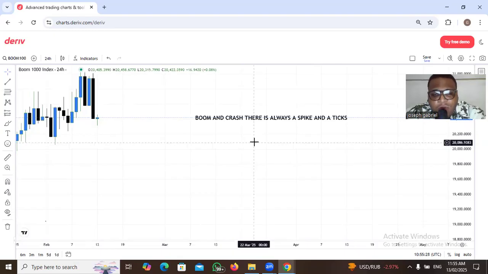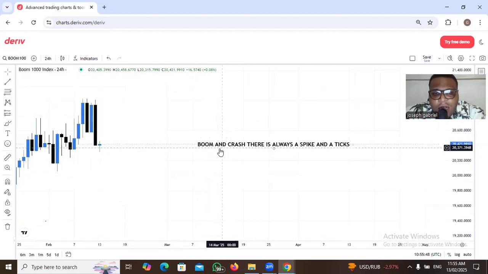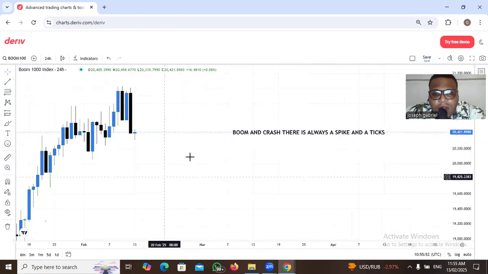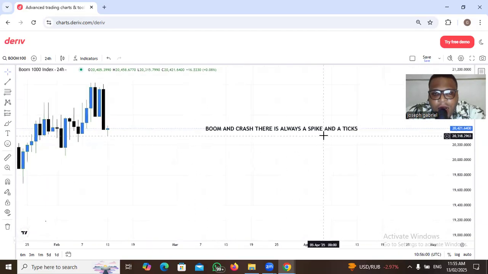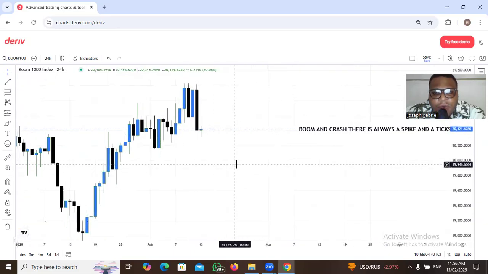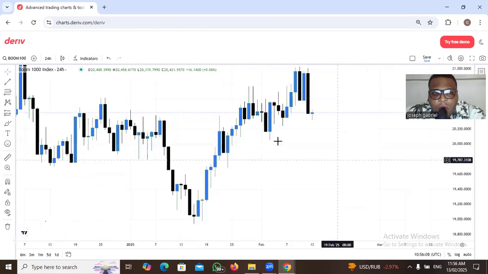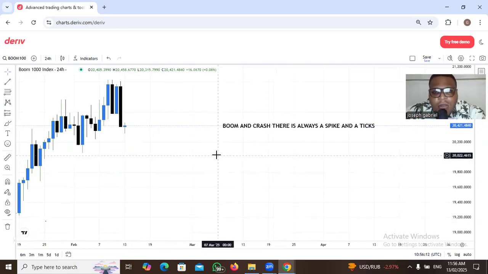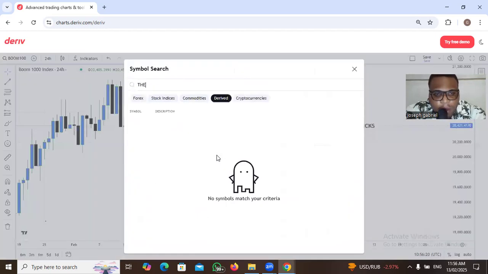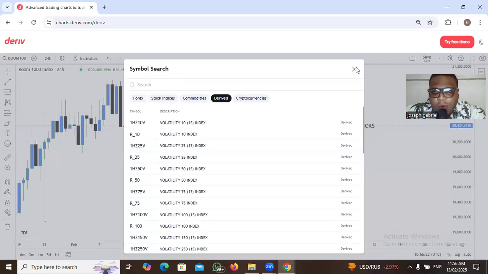Not only boom and crash, even other assets, but you need to know how to catch spikes. If you want to catch spikes, you must understand the trend of that market. And if you want to trade the ticks, you must still know the trend of the same market as well. The boom is talking about the spikes, something that moves up. Like I said, they always have the spikes and ticks. For boom 1000, the spikes always move up.